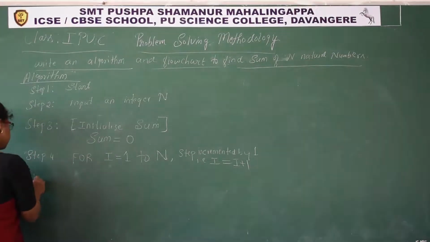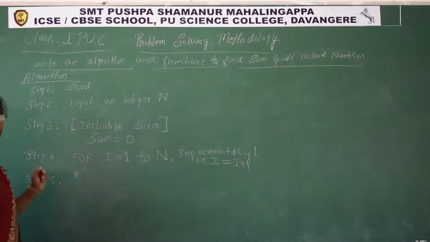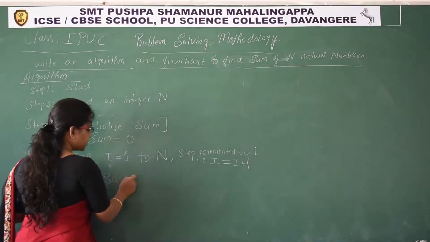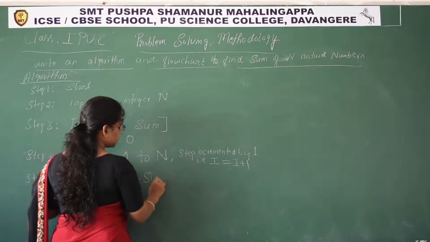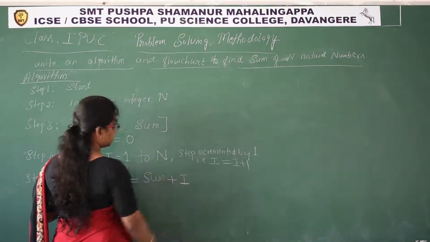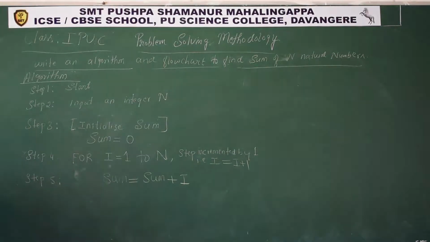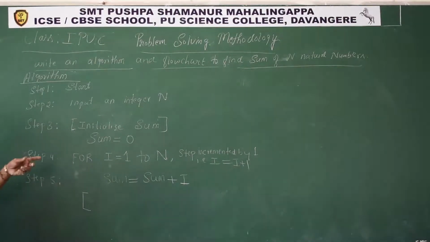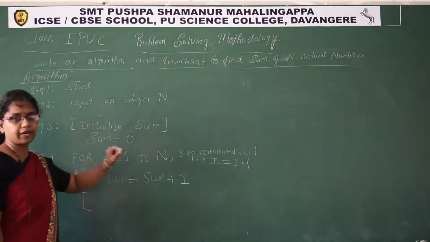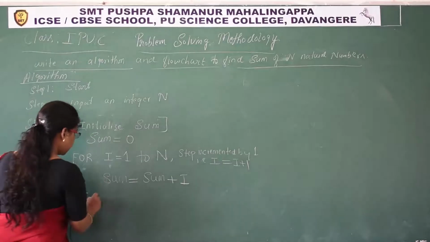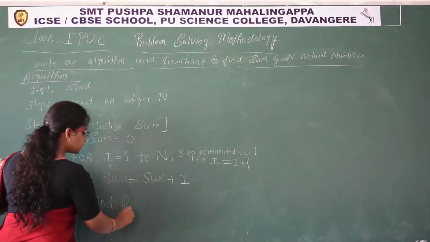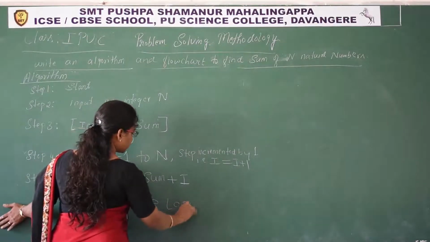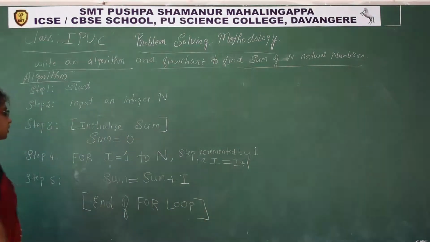Step 5, what is the statement there? Sum is equal to sum plus I. Then after this, in programming or in a coding system, we write a closing flower bracket, no? Here you have to write end of for loop. You must write this, end of for loop. This is a command.